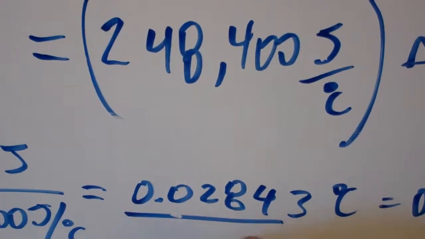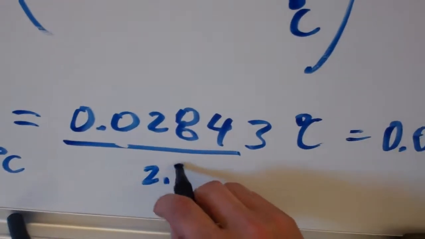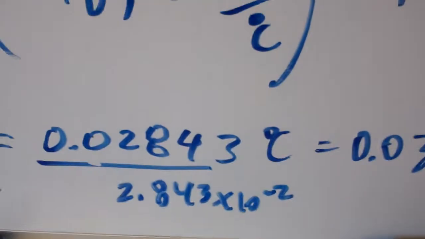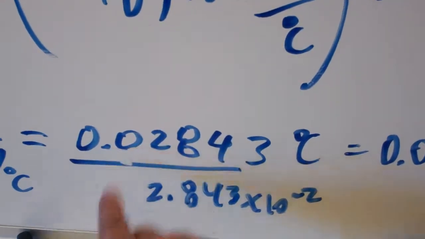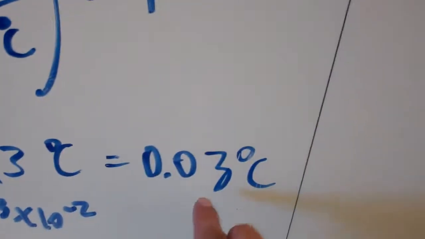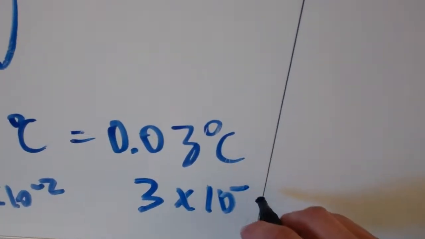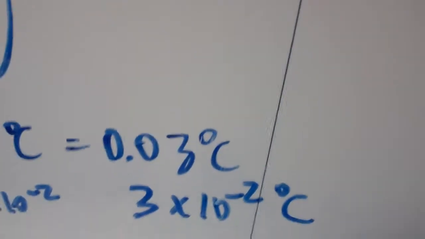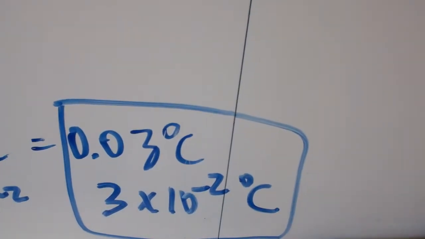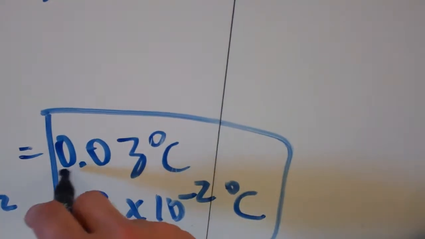If you were to write this in scientific notation, you could also write it as 2.843 times 10 to the negative 2. So these digits are just there as placeholders. Just like this one here, the final answer is, let's round this to 1 significant digit, and it's 0.03 degrees Celsius. If I were to write that in scientific notation, it's 3 times 10 to the negative 2 degrees Celsius. So once again, if you're ever lost, just convert your number into scientific notation, and you'll see how those zeros are placeholders.